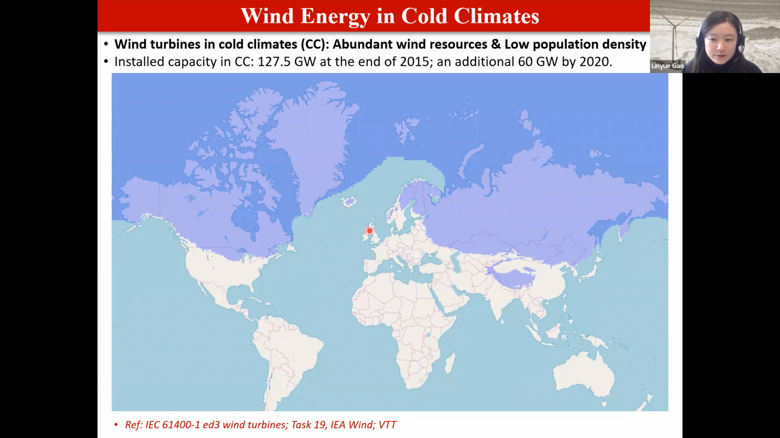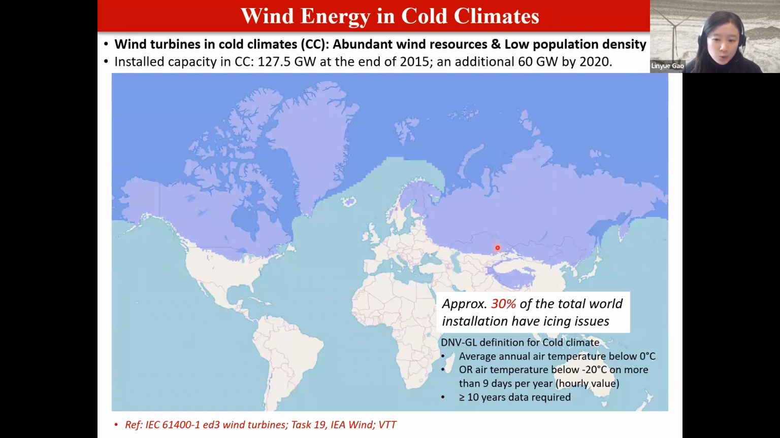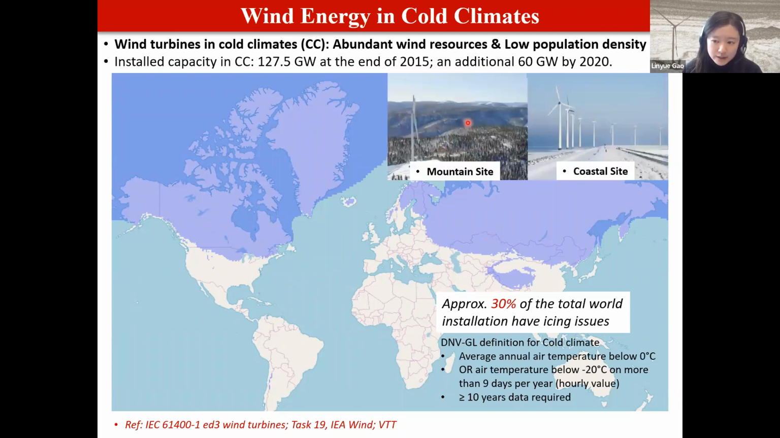As you can see from this map, the purple color highlights the cold climate regions. There are lots of wind farms built in this region to take advantage of the abundant wind resources and low population density. The wind turbines built in these cold climate regions may suffer severe icing issues in winter, and about 30% of the world's total installations are affected by icing issues, particularly the wind farms located in mountainous sites and coastal sites.